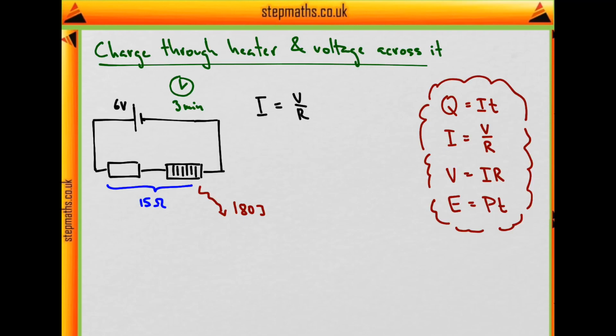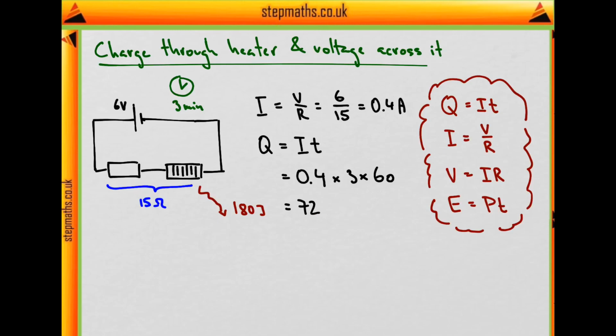So I would start by using Ohm's law to find the current flowing through the circuit, but it will be the same in both these elements because they're connected up in series. So that's V over R, 6 volts divided by 15 ohms is 0.4 amps. And now that we know that there is a steady current flowing through the heater, and we know the time for which it flows, we can use the first formula, and we see that the charge will be just the current times the time it takes, which you have to convert to seconds, so 3 times 60, and that equals 72 coulombs. So that's our first result.